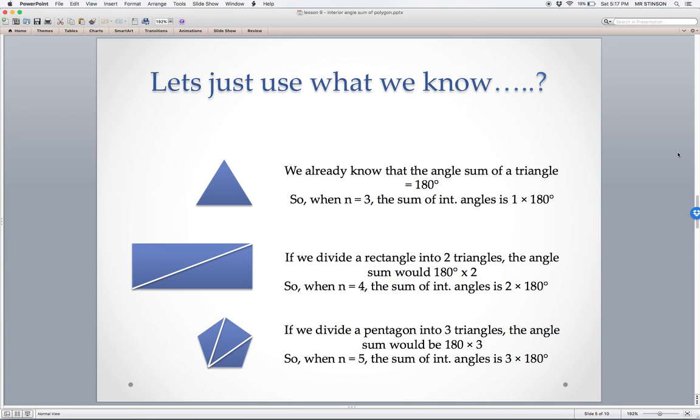Now look below. If we divide a pentagon, a 5-sided shape, into 3 triangles, the angle sum would simply be 180 times 3. So, in this case, when n equals 5, the sum of the interior angles is simply 3 times 180 degrees.